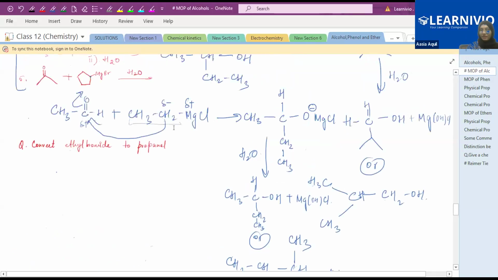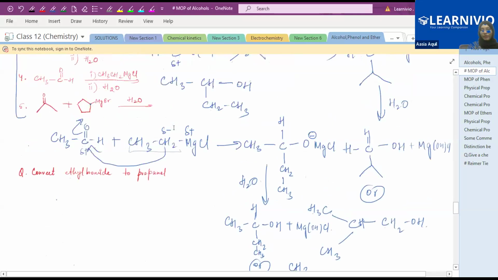When you treat any other aldehyde with a Grignard reagent, you will always get a secondary alcohol. If you are not getting a secondary alcohol, it means you have done something wrong in the mechanism. So just check the whole mechanism and you will get the correct answer. Now, what about the fifth one? Rimdha will tell you the fifth answer.